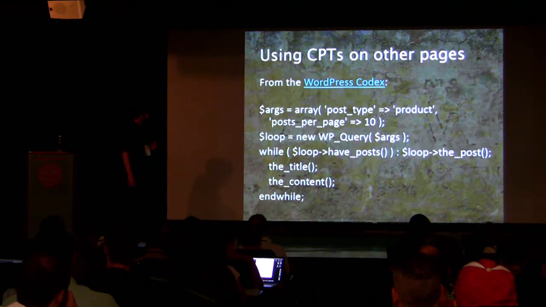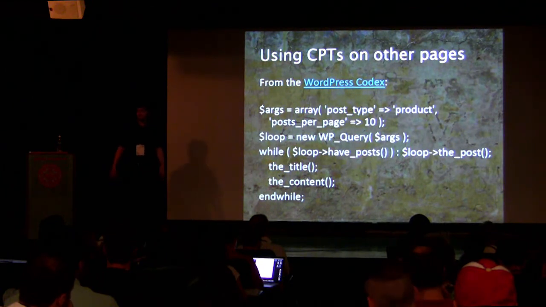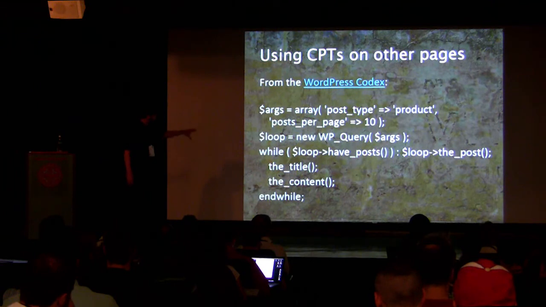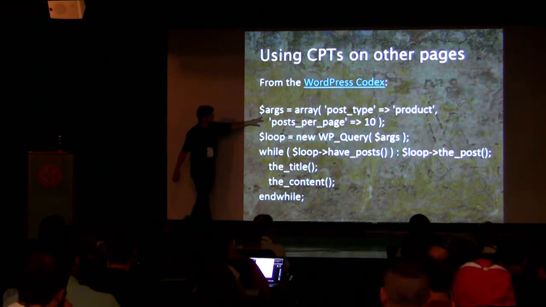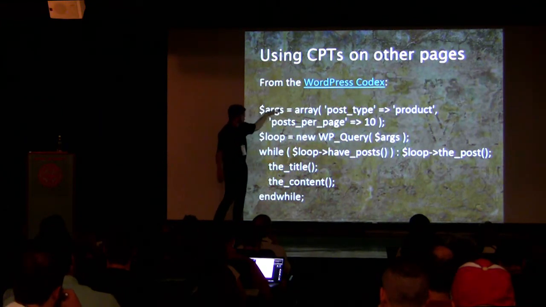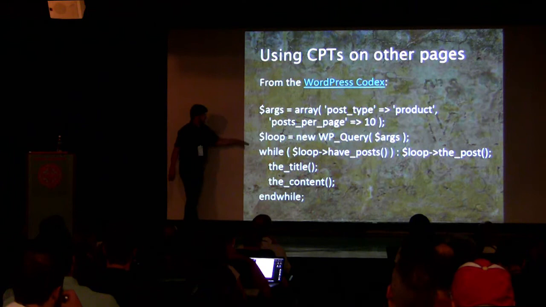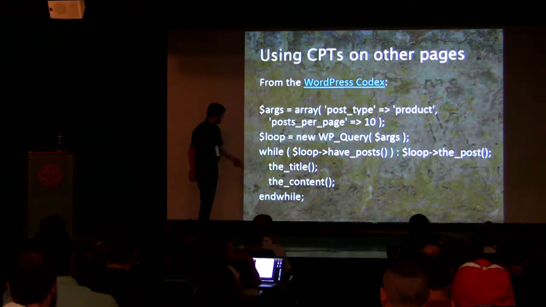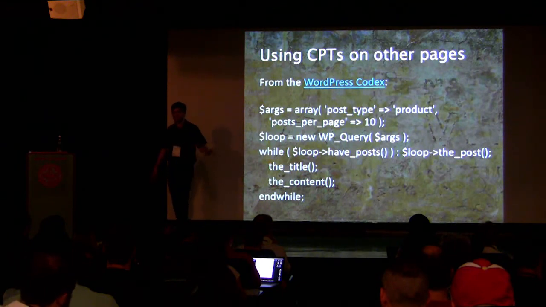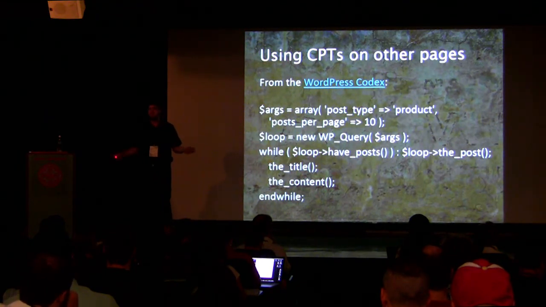If you want to use them on other pages, this is another snippet from the WordPress codex. You can create a custom loop for your custom post type. Lots of customs in this talk. Very, very simple to build an array. This is what I was talking about with the WordPress query syntax. We're giving it a particular post type that it's looking for, limiting it to 10 posts per page, and then instantiating that query as a new loop. Then you run through that loop. In this case, we're just printing out the title and the content, but you can do anything in here.